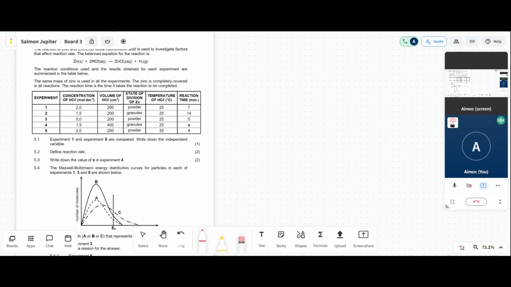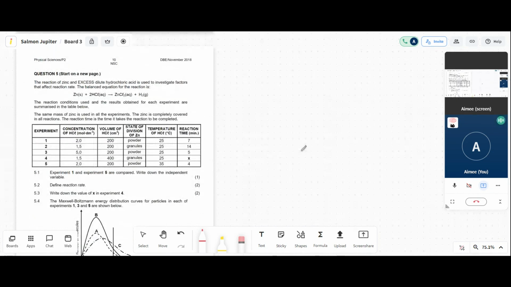Okay. Let's see. So question 5 says that the reaction of zinc and excess dilute hydrochloric acid is used to investigate factors that affect reaction rate. The balanced equation for this reaction is given, you see it there on the screen. The reaction conditions used and the results obtained for each experiment are summarized in the table below. Okay, so you can take a minute, have a look, and then 5.1.